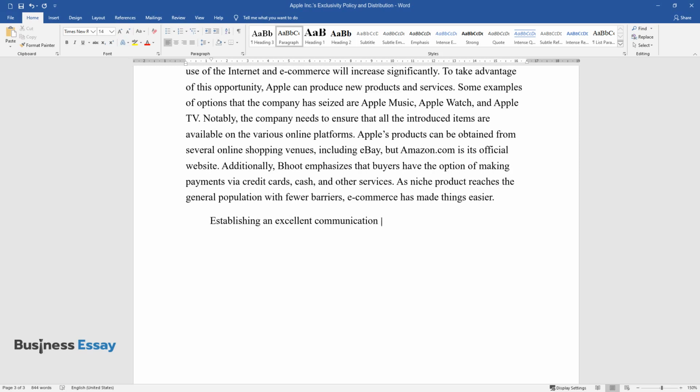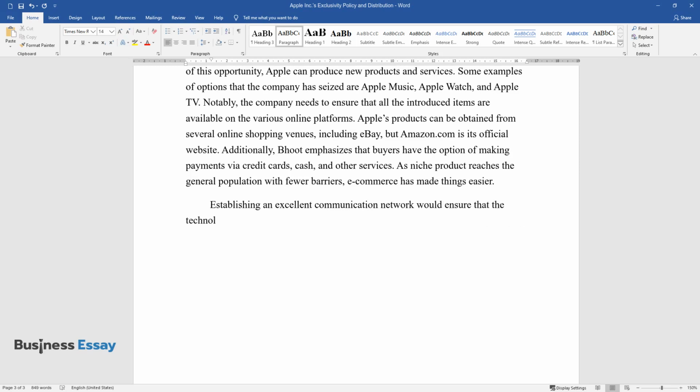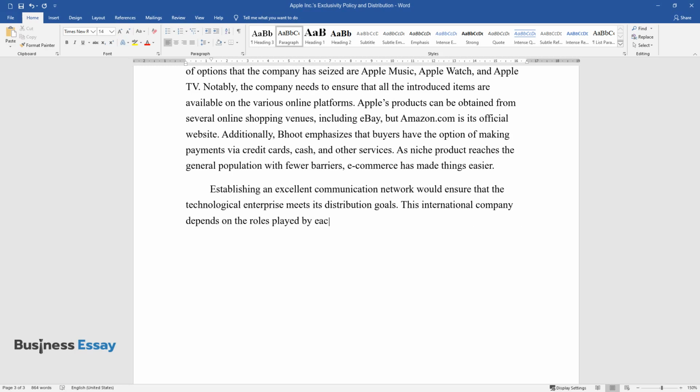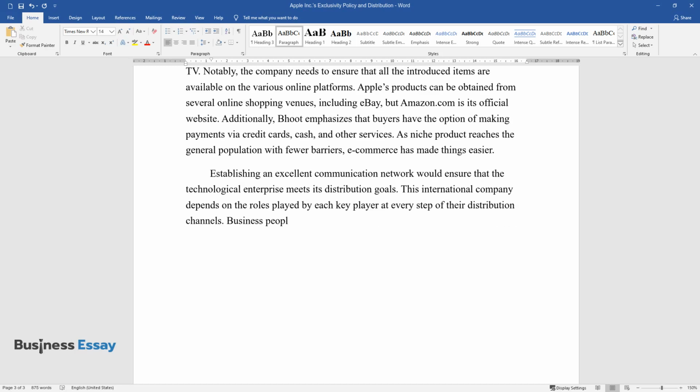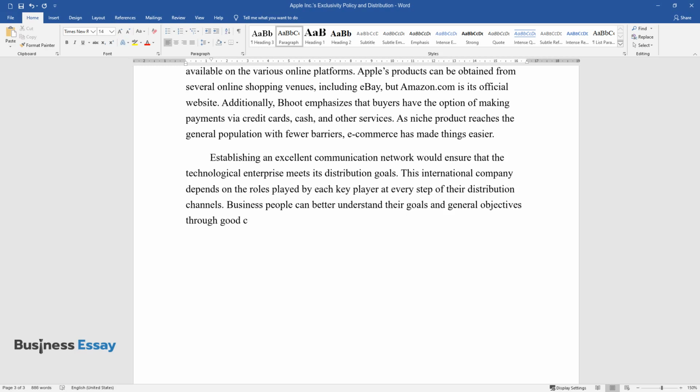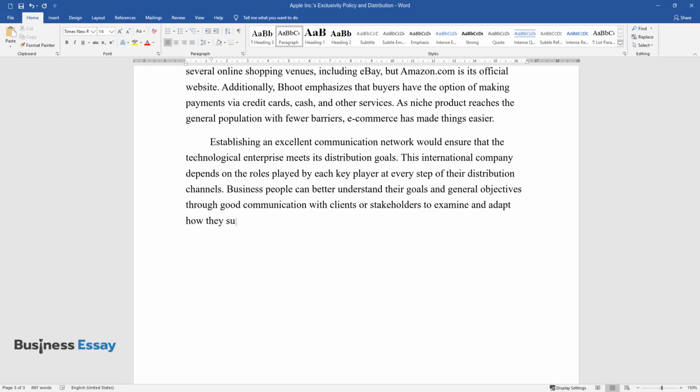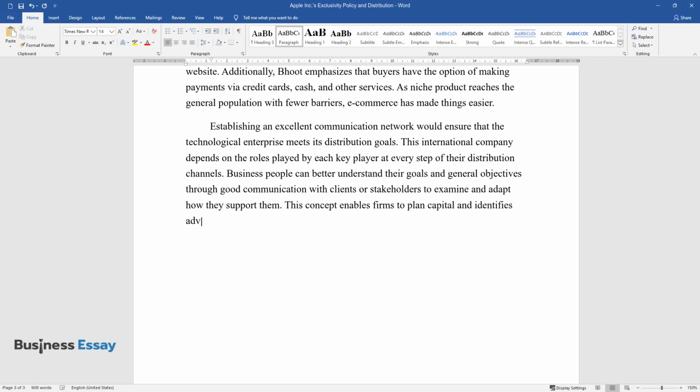Establishing an excellent communication network would ensure that the technological enterprise meets its distribution goals. This international company depends on the roles played by each key player at every step of their distribution channels. Business people can better understand their goals and general objectives through good communication with clients or stakeholders to examine and adapt how they support them. This concept enables firms to plan capital and identifies advancement opportunities by highlighting improvement and focus areas.